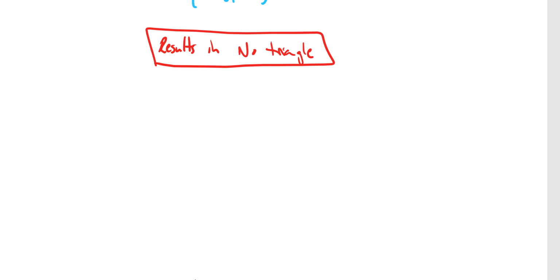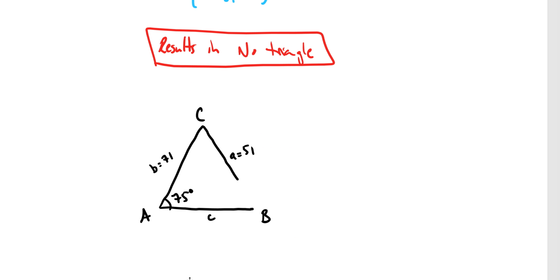If you try to create one, it might look something like this, which obviously is not a triangle because it doesn't actually reach. So the sides are either not long enough, the angles are not short enough for this to be an actual triangle.